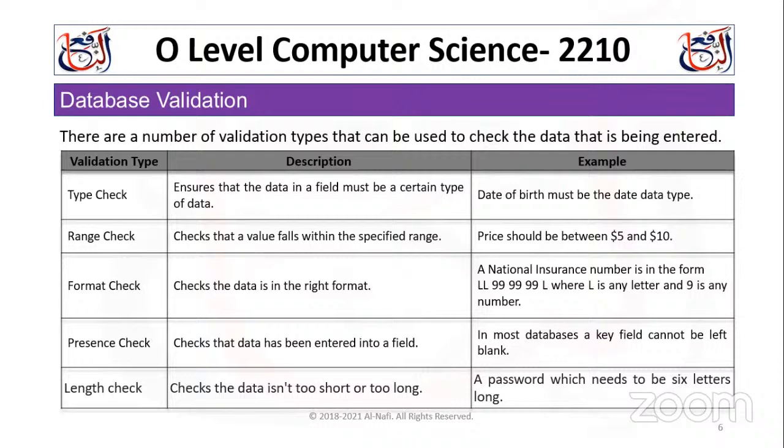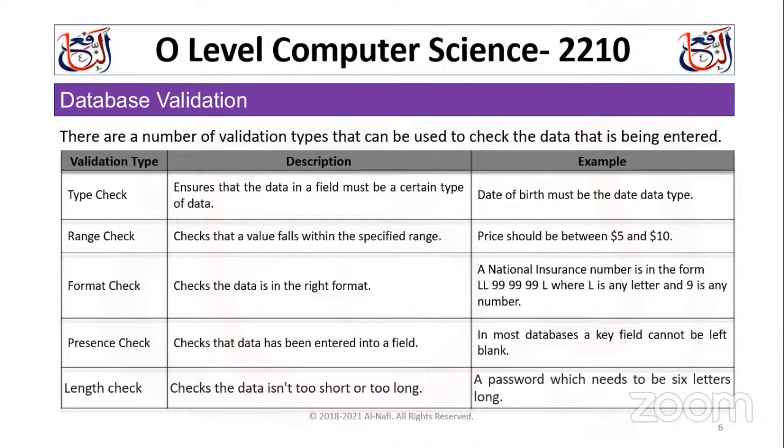जैसे नेशनल इंश्योरेंस नंबर है, पहले आपके 2 लेटर्स हैं, फिर 6 डिजिट है और उसके बाद आपका नंबर कंप्लीट हो गया. L is any letter and 9 is any number. So AX99914 is an example of a format check.